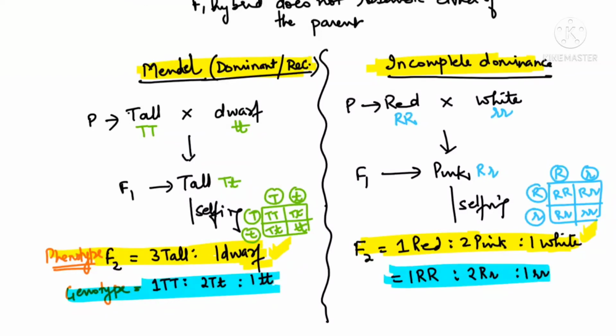Is it clear? So, in short summary, we can say Mendel observed only one type of interaction in which F1 resembles only one parent. Which parent? That is the dominant parent. But in case of incomplete dominance, F1 does not resemble either parent, and the phenotype is intermediate. Is it clear, beta? Now let me give you one question on this so that your confidence can grow.